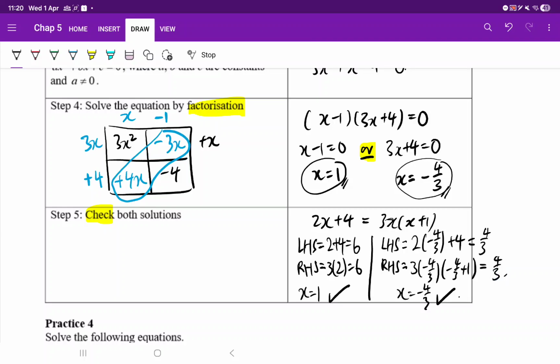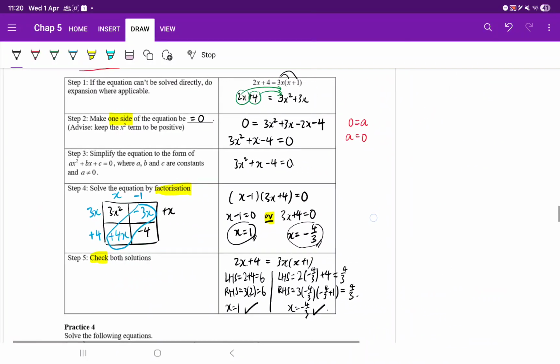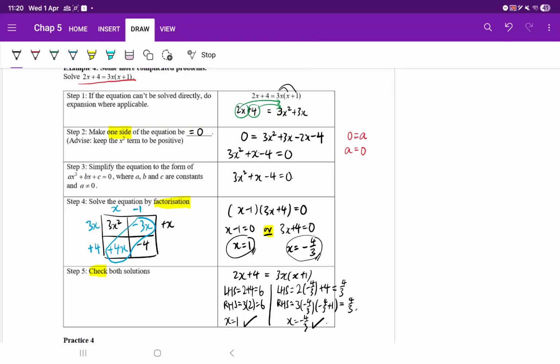If you don't check your answer, you wouldn't know. Then you can move on. Alright. This is example 4. This is the whole set of working. Is that okay? I'm going to pause the video, giving you time to do practice 4 before I go through.